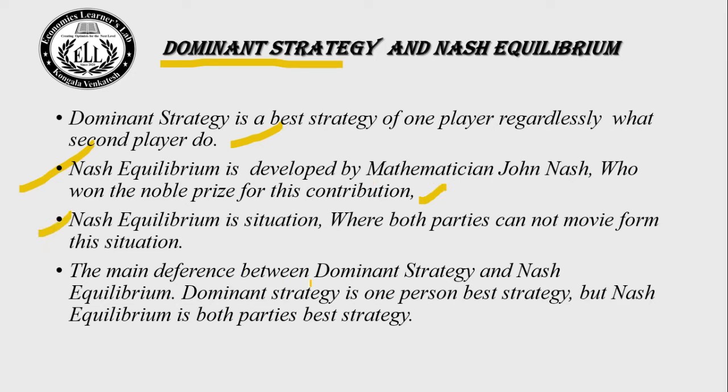Nash equilibrium is a situation where both parties cannot move from that situation. It means the Nash equilibrium is a best strategy for the two players. The main difference between the dominant strategy and Nash equilibrium is that the dominant strategy is one person's best strategy, but Nash equilibrium is both parties' best strategy. It means the dominant strategy considers only one person's best strategy, but the Nash equilibrium considers the best situation of both parties. Let us go to the next slide.